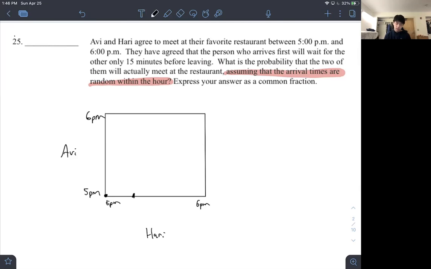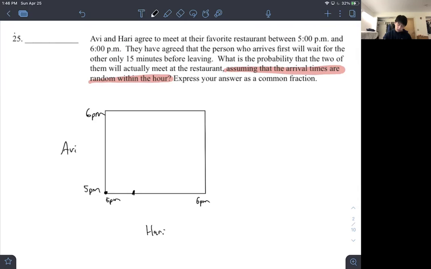Similarly, in general, as Avi's time goes on, this line represents Hari arriving before Avi leaves, this line that I've just drawn. Because if we think of it in the coordinate plane, this line is y equals x plus 15. So the time that Hari arrives is the time that Avi arrives plus 15 minutes. And we have to be on this side, because if Hari arrives after Avi has already left, it obviously won't work.